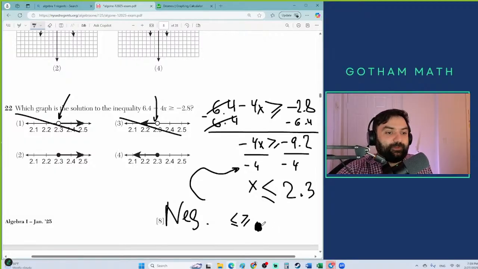We have a different sign that has a closed circle. All right. Now x is less than or equal to 2.3. Which direction is less? This direction is less. That's why the answer is 4, because the arrow is pointing to the left. This is it. This is an easy question, especially if you have a calculator. You just need to know what to do, and that's all.